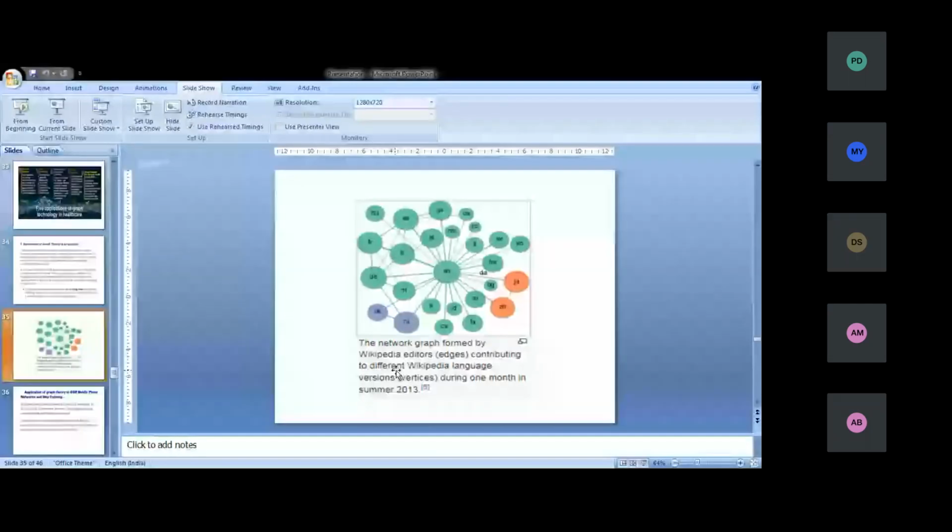So this is a network graph formed by Wikipedia. Here we have all the languages contributing to the different Wikipedia language editions. The different Wikipedia languages have been gathered and formed into a graph. It is done by Wikipedia.